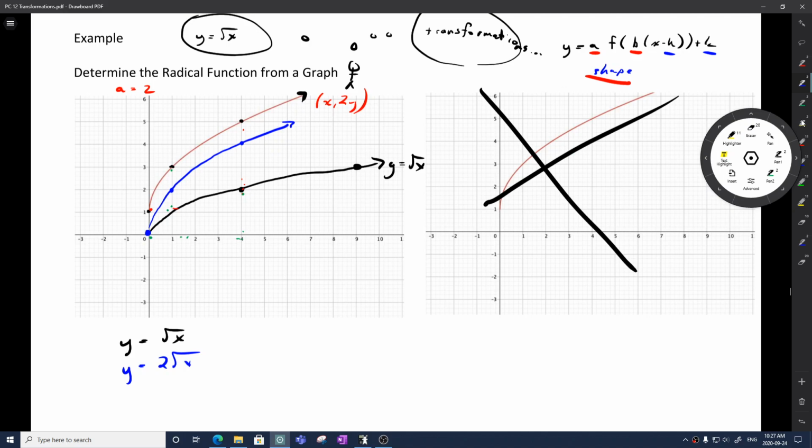So now I just have to denote, hey, what shifts did we do? And to me, the most important point is this starting point right here, the beginning of it. It went from (0, 0) to (0, 1). So to me, that naturally implied that k is equal to 1. So the final function should have this form.